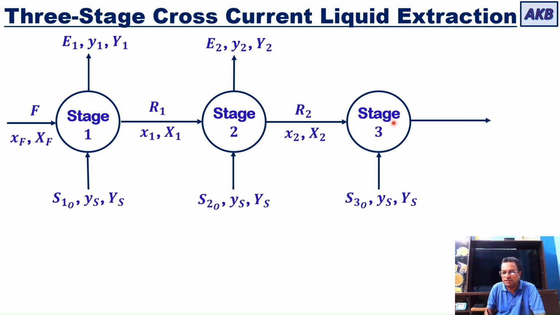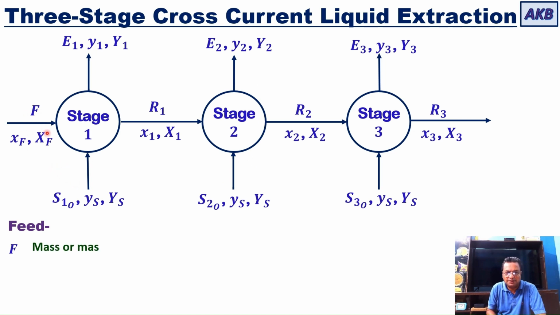After extraction is completed, you get raffinate phase out of stage number 3, which will have all A in it, and the extract phase that is obtained from stage number 3 will have all B in it. So that is the extract phase that you get from stage number 3. Now let us understand the notations that I have used in this schematic diagram.